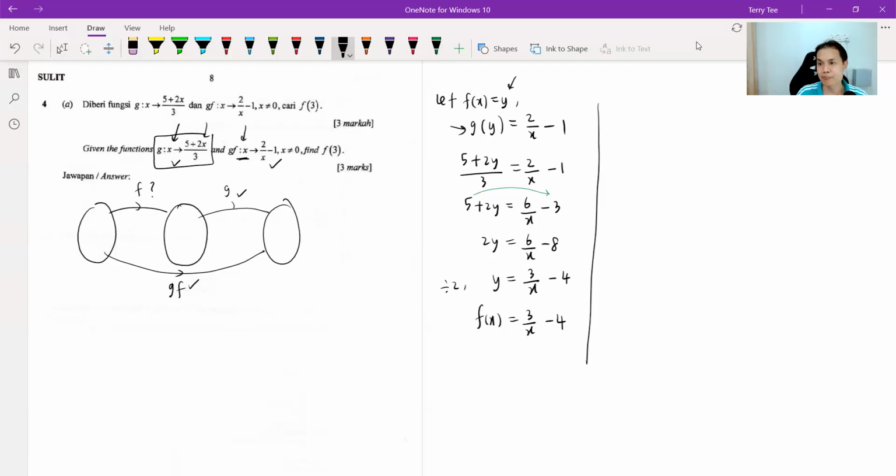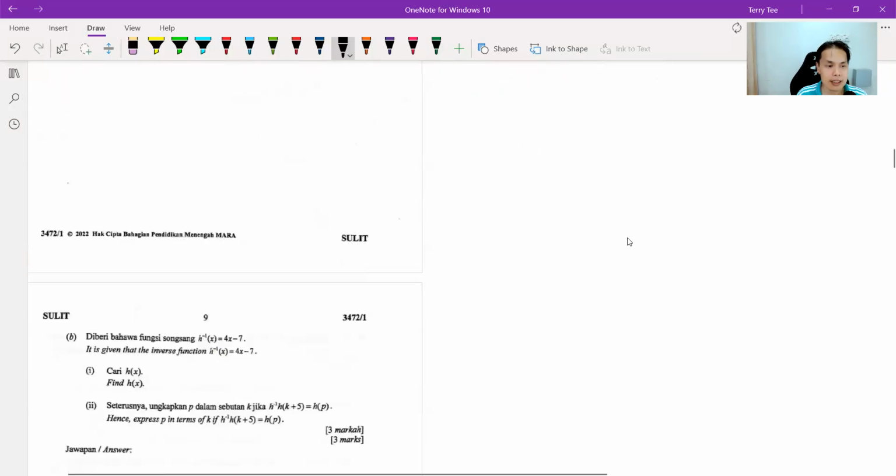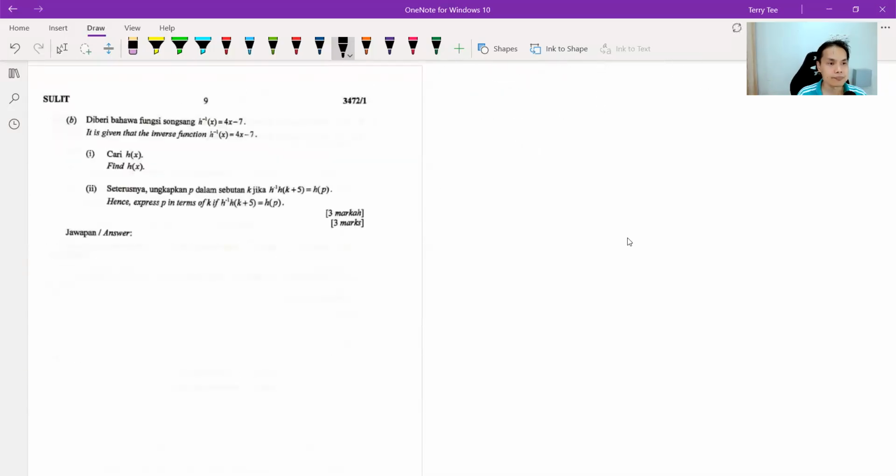But I'm not done yet. I'm not finding f(x), I'm finding f(3). To find f(3), we will have to substitute 3 inside. So it's 3 over 3 minus 4, which is 3 over minus 1. The answer is -3. Okay, it's not too difficult, right? All right, this is only the first part, part A. So we have the second part, part B, over here.